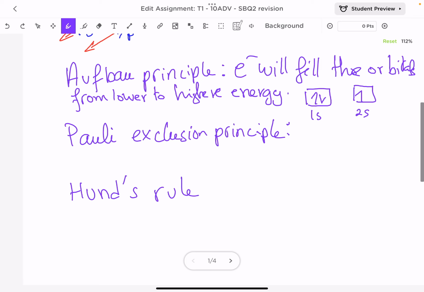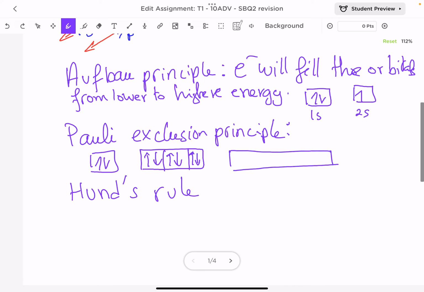The Pauli exclusion principle states that every orbital, every box, can maximum hold 2 electrons, with those electrons having opposite spins. So if I am in s, the electrons have to be like this. If I am in p, the electrons have to be in opposite directions. Even in d, maximum of 2 electrons per orbital: 1, 2, 3, 4, 5, 6, 7, 8, 9, 10.